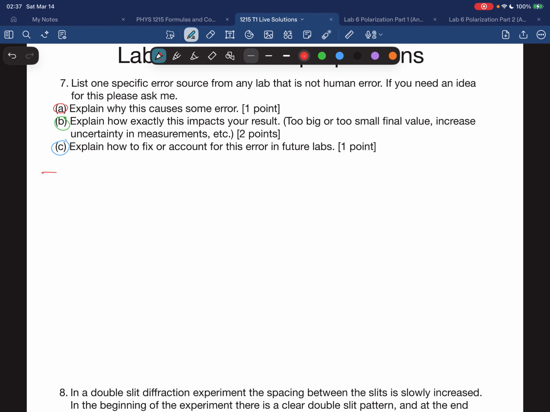List one specific error source from any lab that is not human error. If you need an idea for this, please ask me. And plenty of you did come ask me. That was great. Thank you.